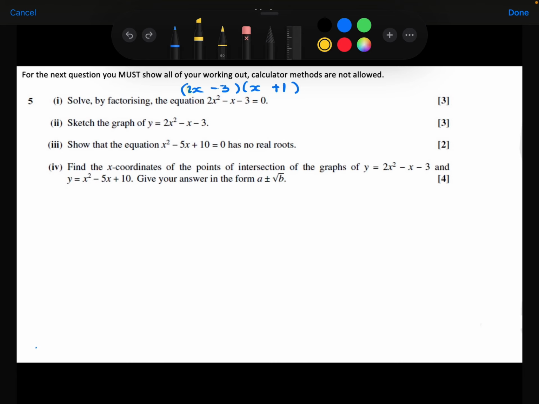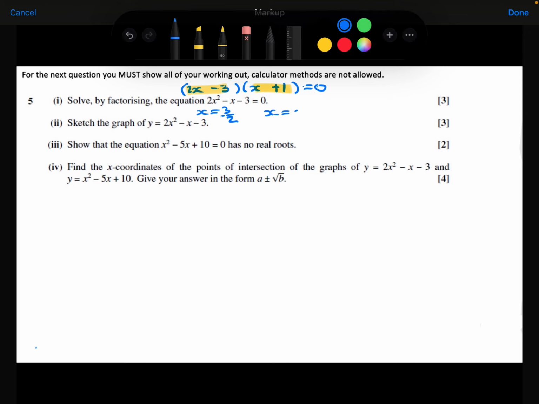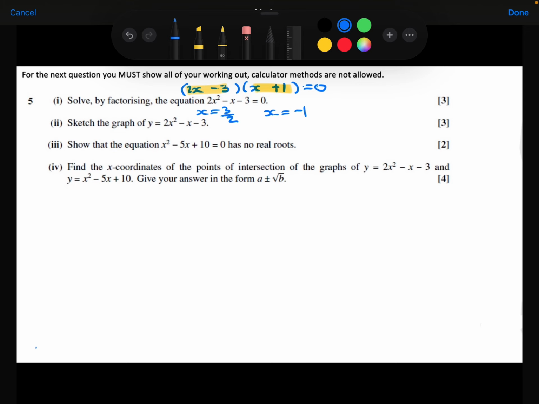So let's check that. We've got 2x times 1, which is 2x. And when we combine that with the minus 3x, 2x minus 3x is minus x. That does work. So now we've factorised that, we can make that equal to 0. And now I can see from here that one solution is that x is equal to 3 over 2. And then from here I can see that x could be equal to minus 1. So those are my answers for part (i).